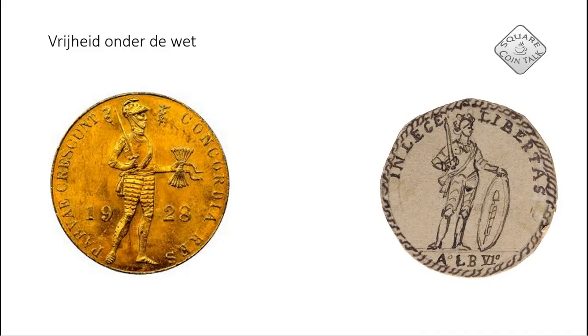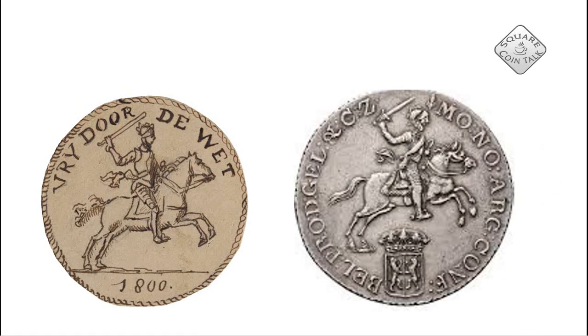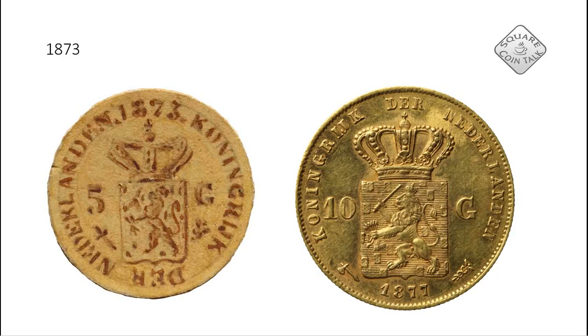The first one we can see on the right is an alternative design from the 1800s for the ducat, or trade gold. And here's an alternative design for the silver rider. As you can see, the proposed idea was to write vrij door de wet, which means free under the law. And this obviously was never accepted.